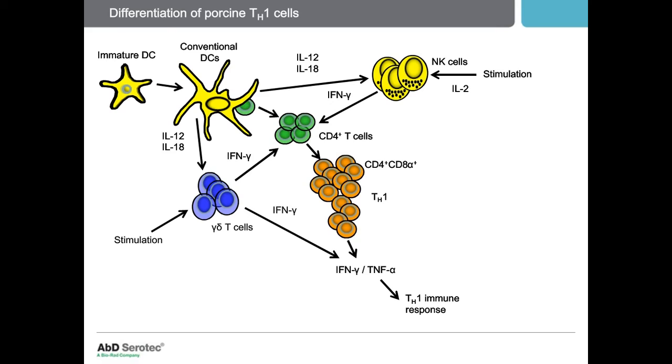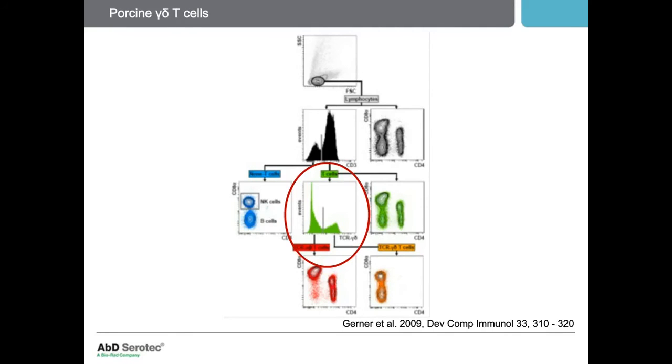So what is known about porcine gamma delta T cells? These cells are CD3 positive, and they are characterized by the expression of gamma delta T cell receptors, in this case stained by an antibody against the delta chain. And this is a population with two distinct subsets. Both are CD4 negative. Some of the gamma delta T cells show no expression of CD8 alpha, and some of them show a clear CD8 alpha expression.